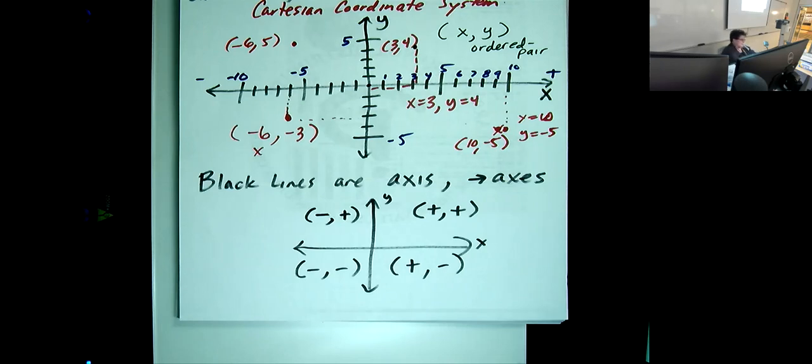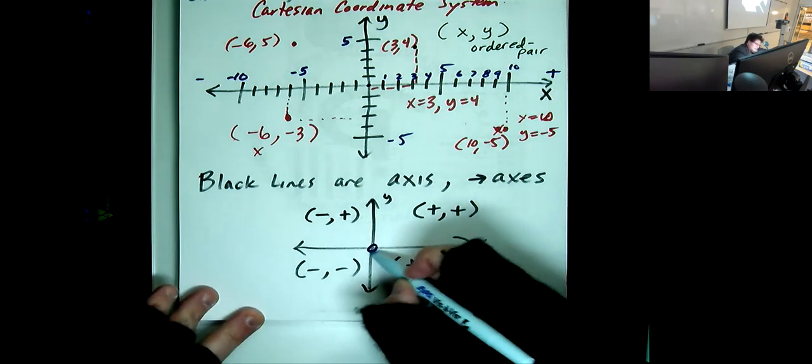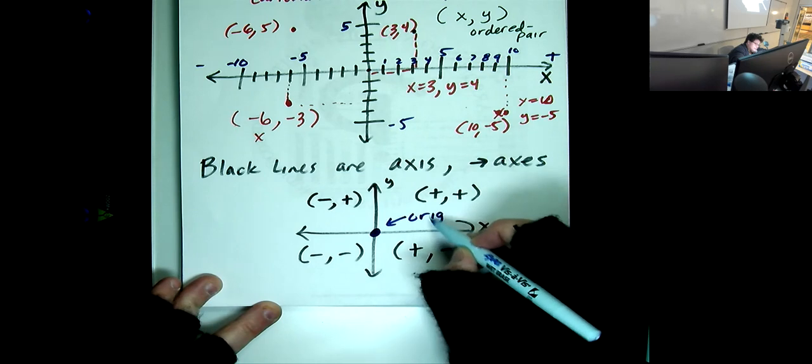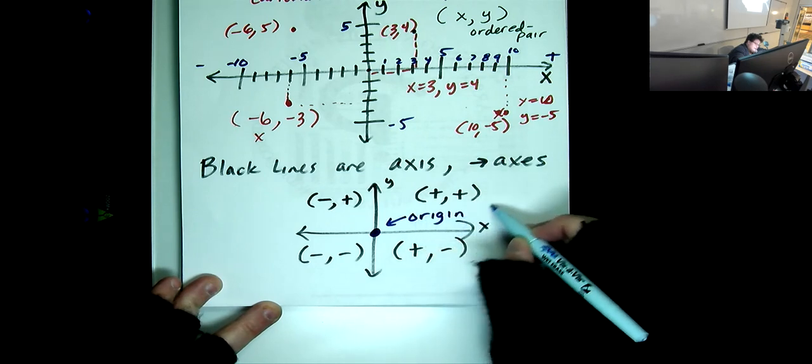And the most important dot on the board is the center. This point right there where they cross is called the origin. And it's (0, 0).